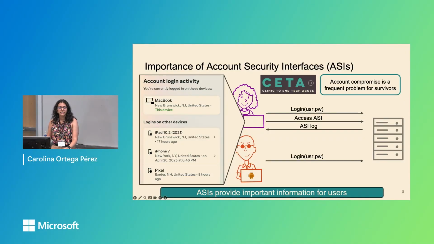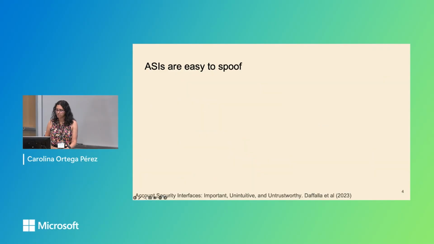And this way, ASIs are very important in our appointments, but also for users in general, to verify their account safety and detect potential compromise. However, ASIs are very easy to spoof, as shown by Dafala et al.